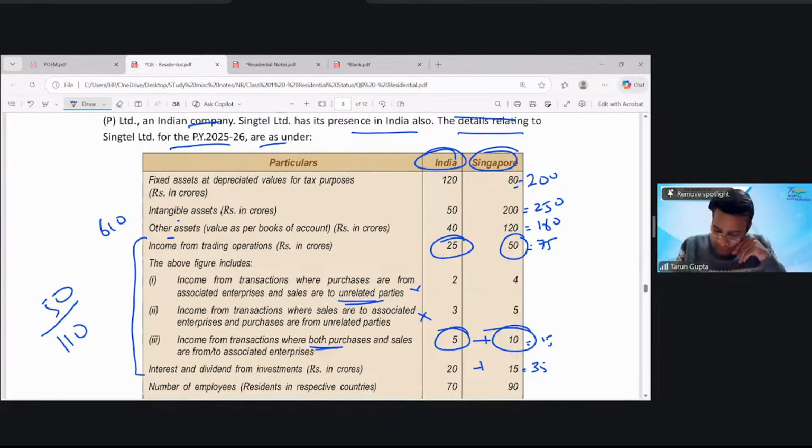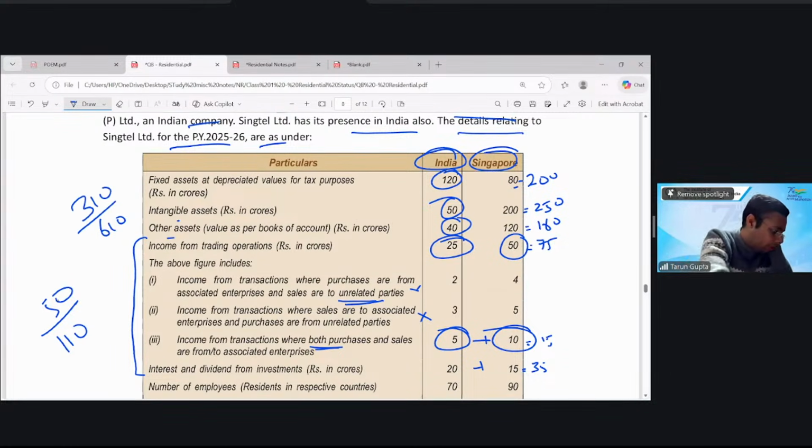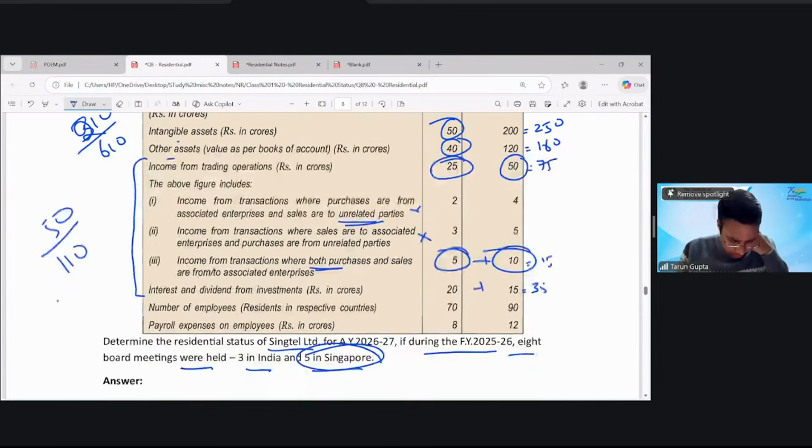Out of which Indian assets are 120 plus 50, 170 plus 40, 210. Wait, sorry, 210. So they are again less than 50%. I qualify the second condition as well.